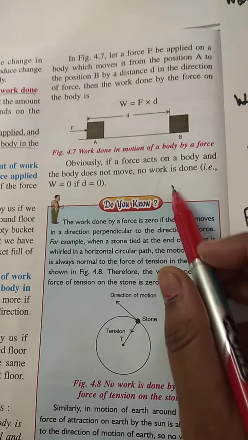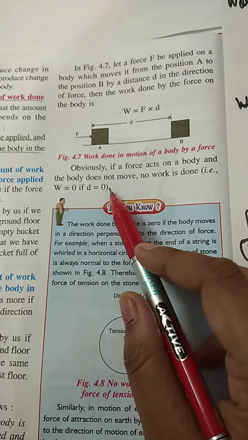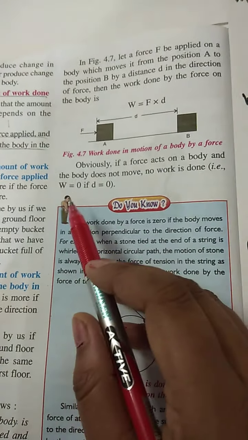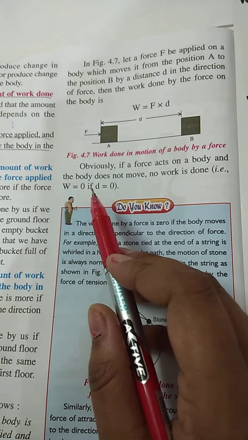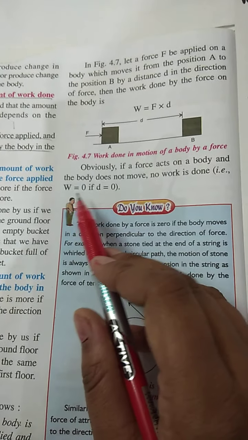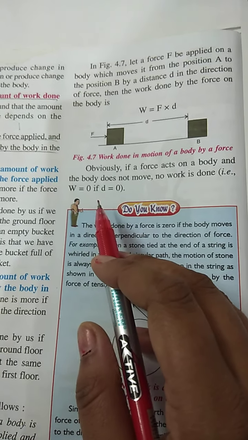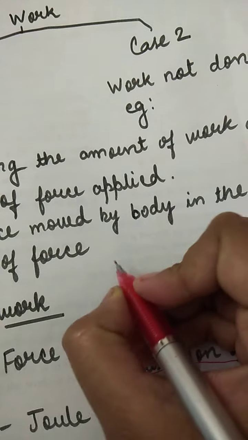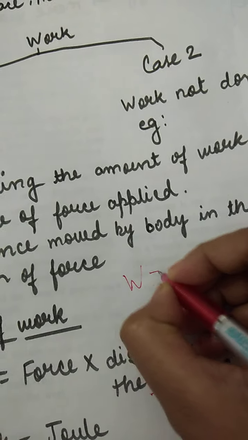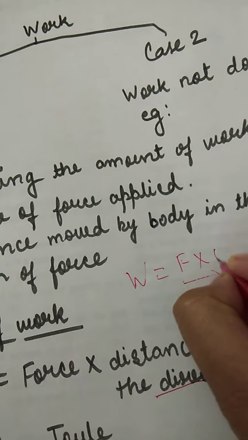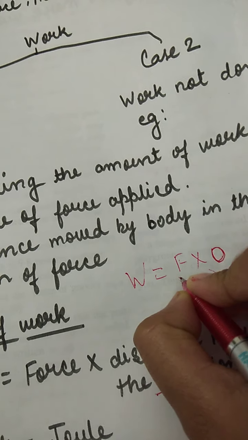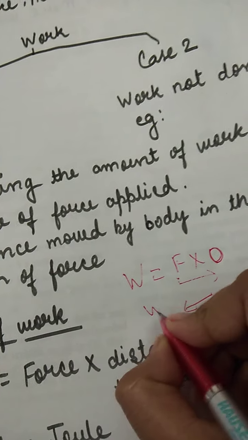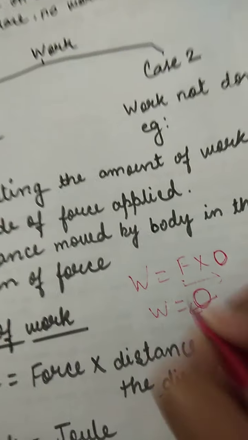And if the force acts on a body and the body does not move, no work is said to be done, and in that condition work done is 0, because displacement, or you can say distance moved, is 0. So no work is done by the body, and because distance will be 0, we can understand this from here. Because distance is 0, if we multiply any quantity with 0, the result will be 0. So finally we will get the amount of work also as 0.